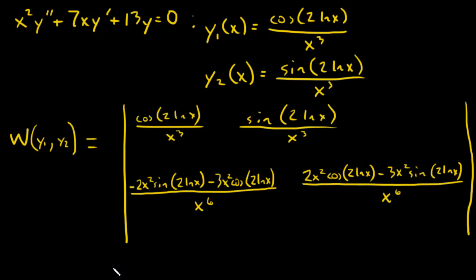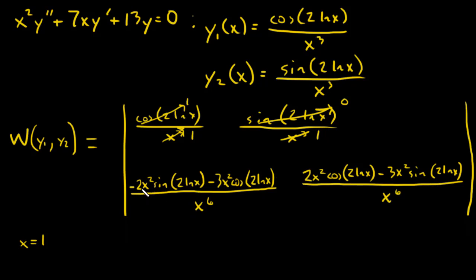But since I know it has to hold for every x, what I could do is just say, well, let's try it for x equals 1. Let's plug that in first and then do the determinant. Well, if I choose x equals 1, the natural log of x, which would be natural log of 1, is a 0. So this becomes really, really easy. Cosine of 0 is a 1 over 1. That's nice. Sine of 0 is a 0 over a 1.